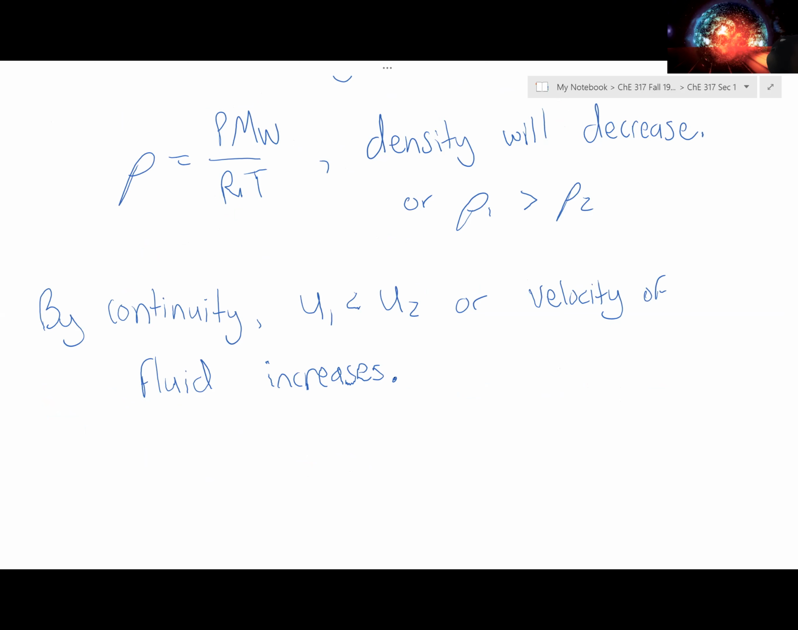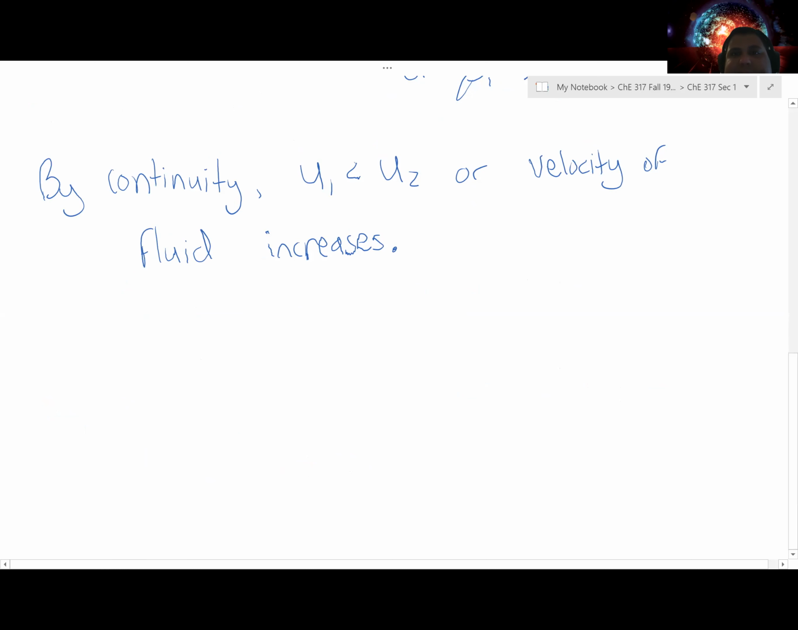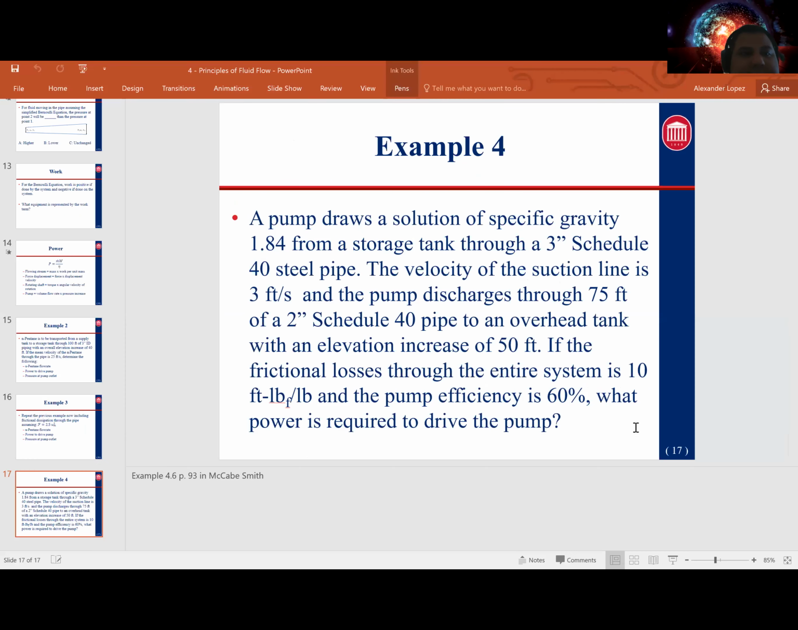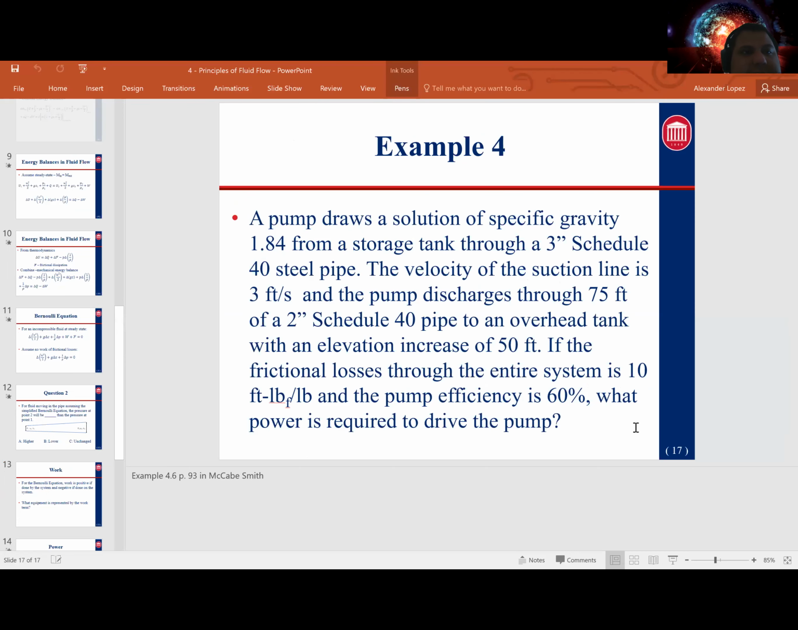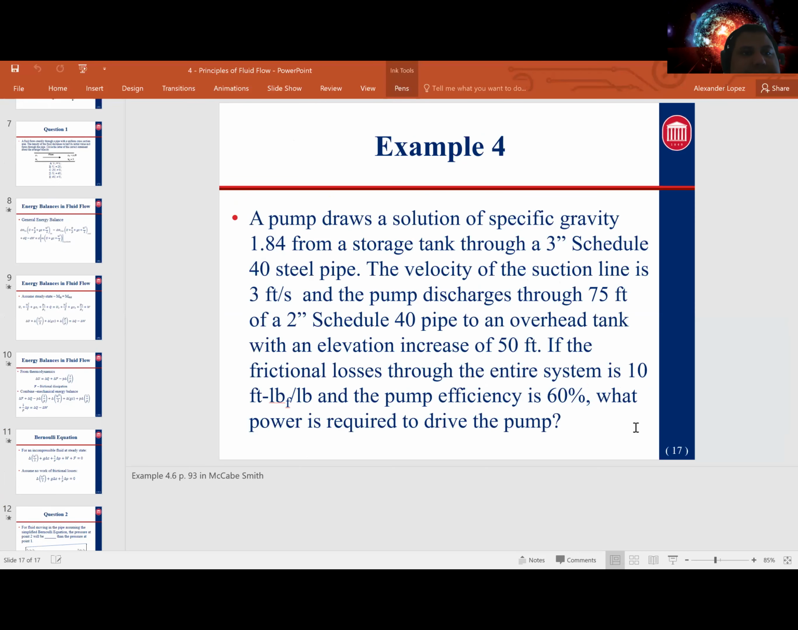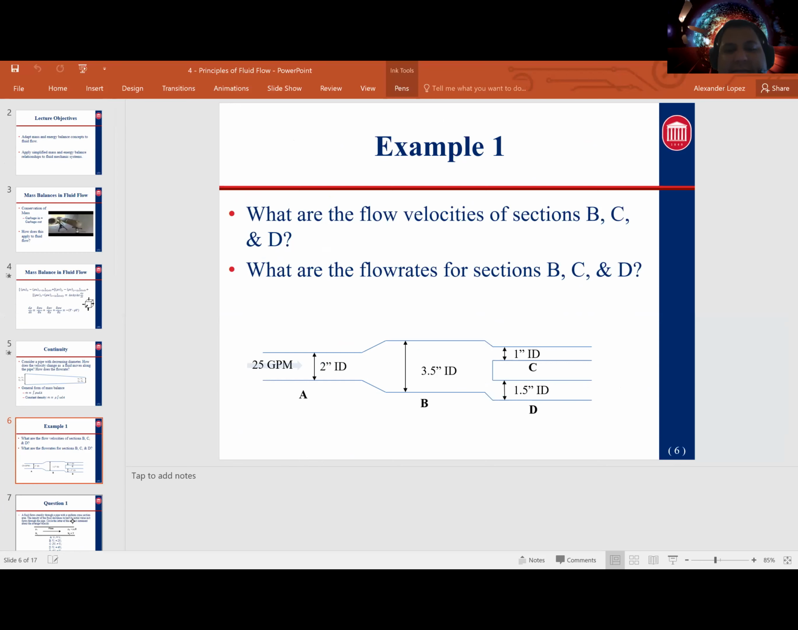So let's look at an example of applying the continuity expression in a calculation problem. So let's look at this system here where we have fluid flowing through 4 different pipe sections. We have 25 gallons per minute. Let's just say we're looking at water.